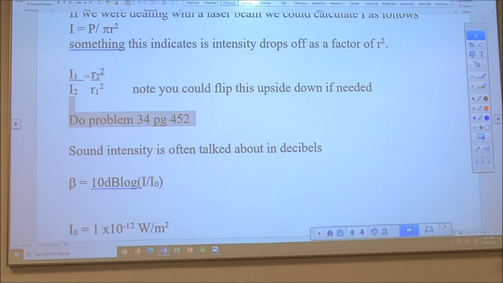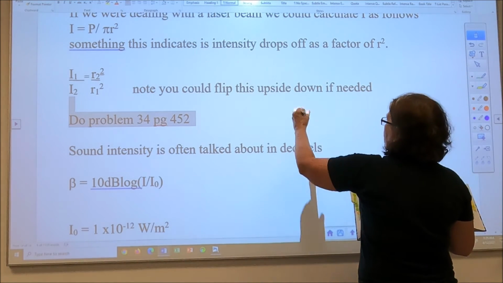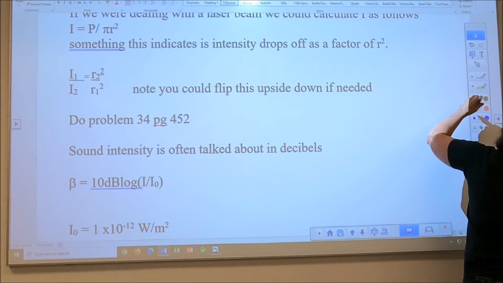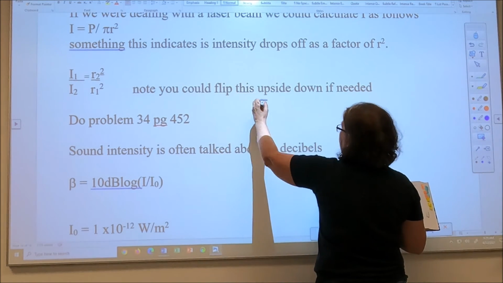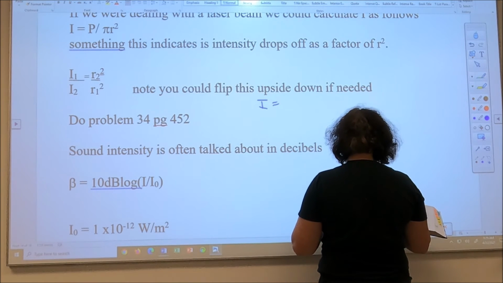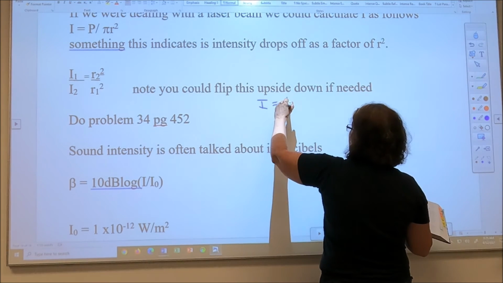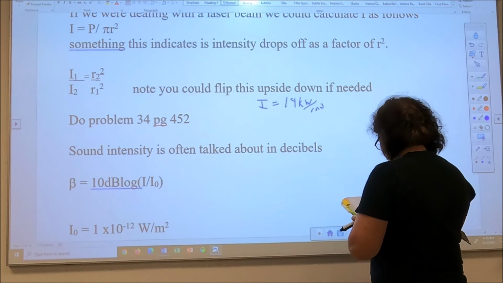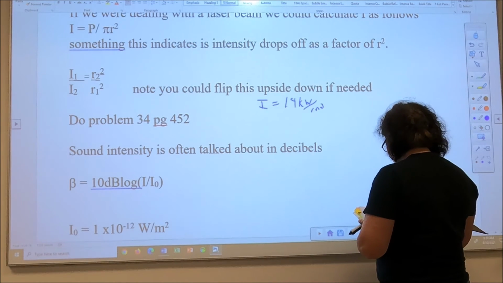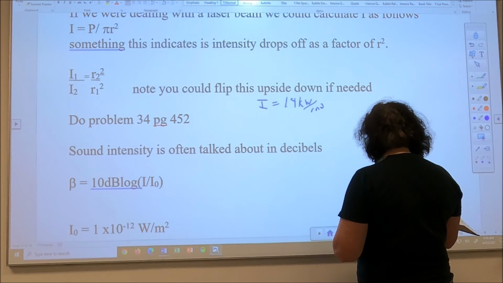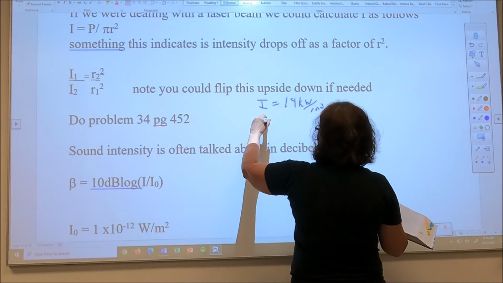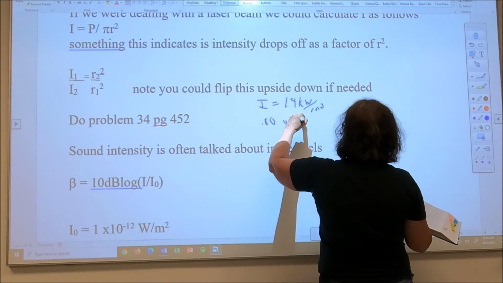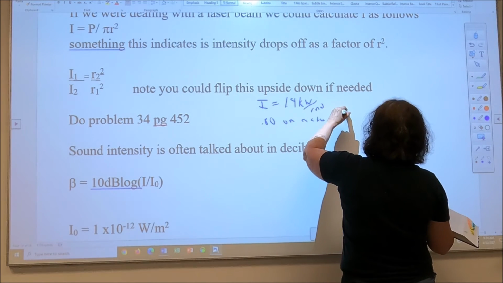It says the intensity of electromagnetic radiation from the sun is 1.4 kilowatts per meter squared. So I'm given I is equal to 1.4 kilowatts per meter squared, just above the Earth's atmosphere. 80% of this reaches the surface at noon on a clear day. So 0.80 on a clear day at surface.